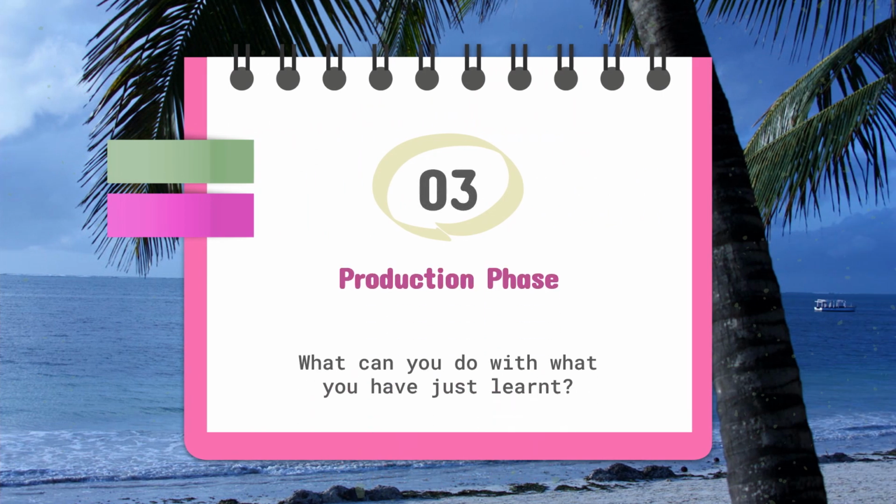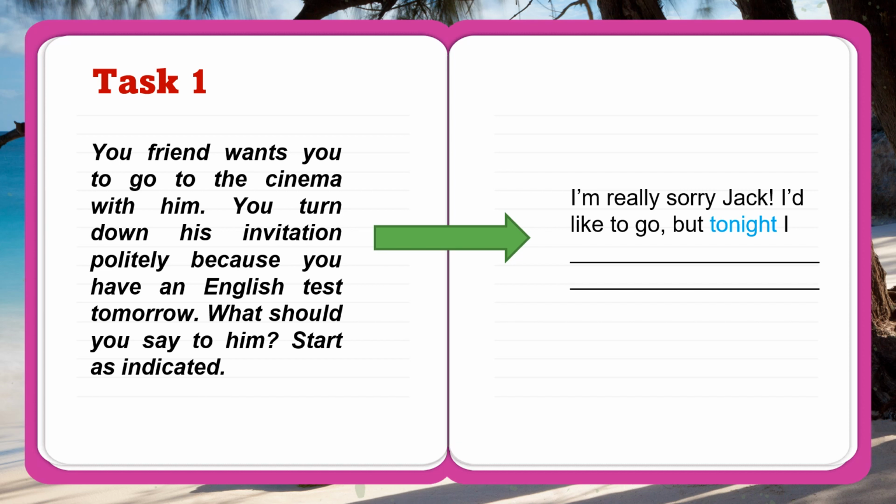Okay, now we know how to use the present continuous. We have seen so many situations in which this tense is used. So I'm going to give you a task. The question is, what should you do with what you have learned? This is very important, okay? I will give you 2 tasks. Now, task number 1: your friend wants you to go to the cinema with him. You turn down his invitation politely because you have an English test tomorrow. What should you say to him?